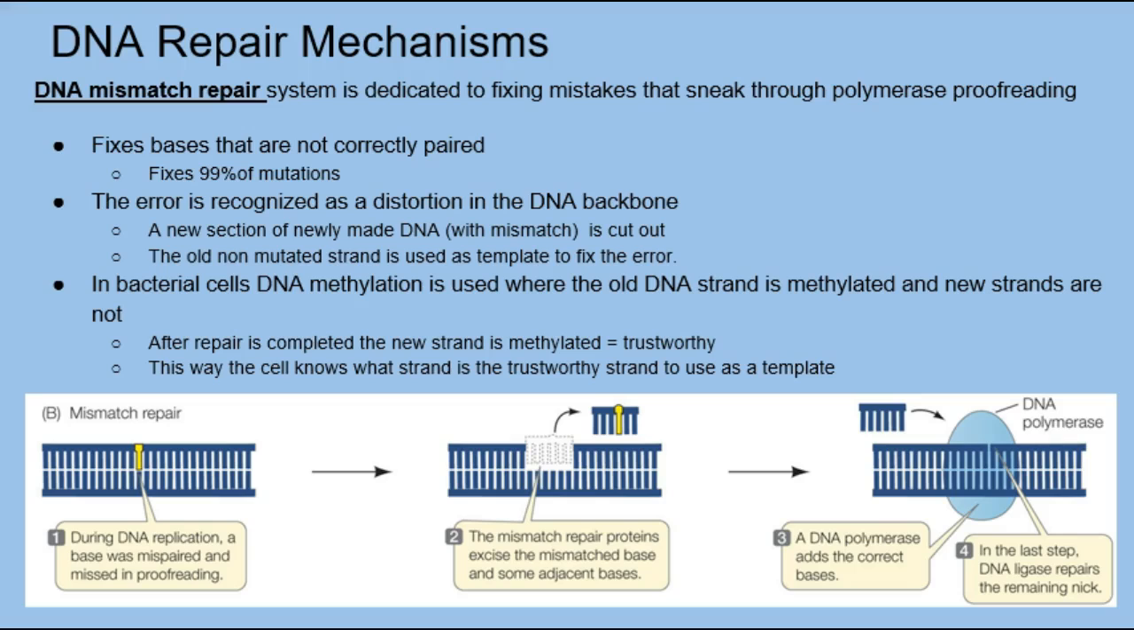In bacterial cells, methylation is attached to the old strand that is targeted as good and faithful. And so in bacterial cells, they know to use the methylated strand when going to fix mutations such as these. In humans, we don't know how cells just know which strand is the trustworthy strand or not. It's still kind of unknown for us. But mismatch repair is the best defense against somatic mutations, which are mutations that occur in any cell that's not a gamete.